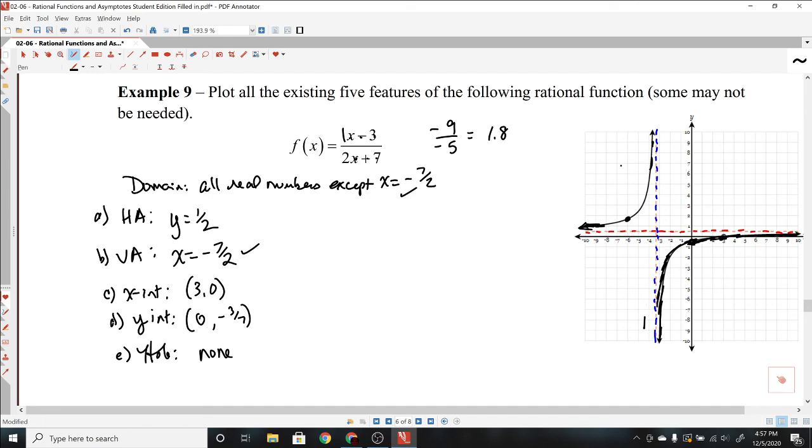All right, so those are all the examples that Delta Math will have you do, so you should be all set to do that. There are 2 other examples that talk about some real life applications of rational functions, which I'll show you in the next video.